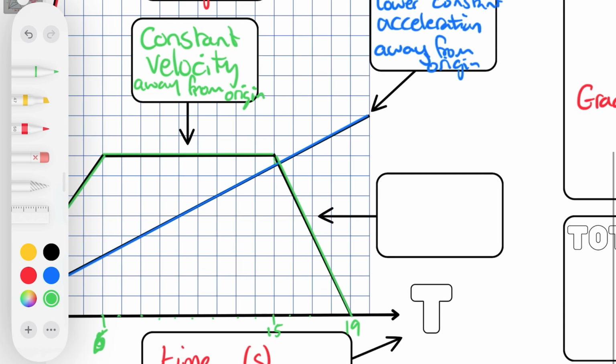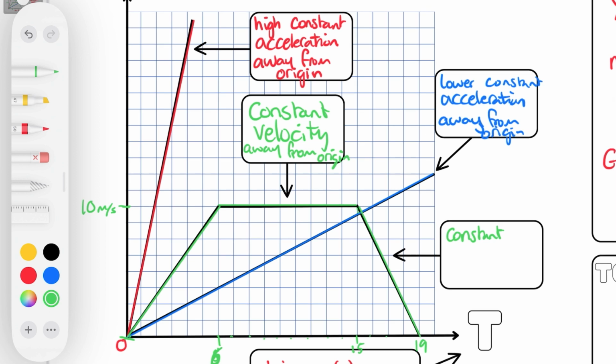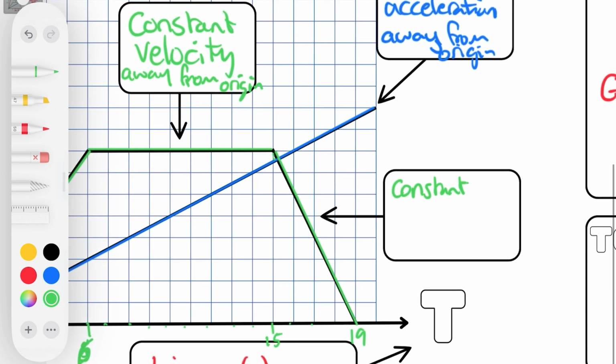Now when we come to the last part of this journey, in this part, we would say that this is a constant, it's fairly medium if we compared it to the other lines that we've got on this graph. You could say it's medium, but I'm not going to put high or low on this. You can if you want to. It's a constant deceleration towards the origin.